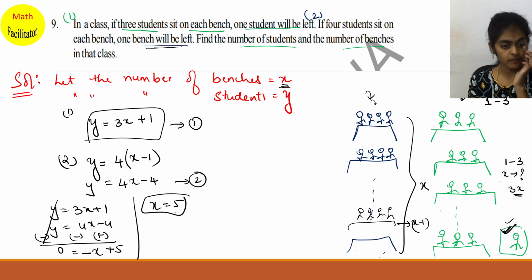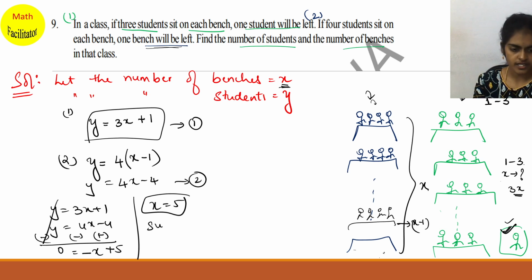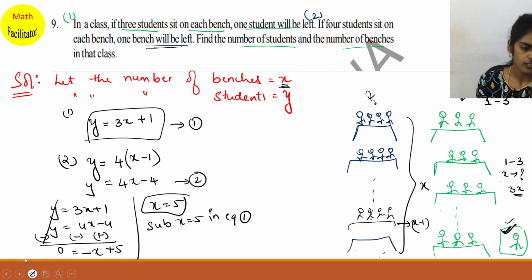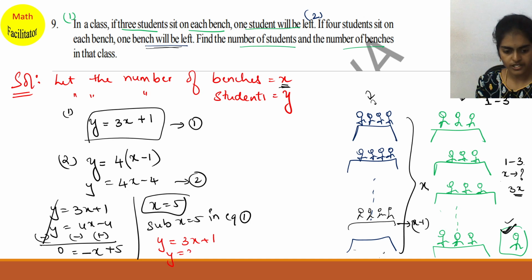Okay, x is nothing but what? X is nothing but the number of benches. The number of benches is 5. So what about the number of students? Substitute x equal to 5 in any equation. Let us take equation 1. In any equation you can substitute. So if you substitute, what will you get? Y is equal to 3x plus 1. So y is equal to 3 into 5 plus 1, that means y value I am getting as 16. Y is nothing but the number of students.